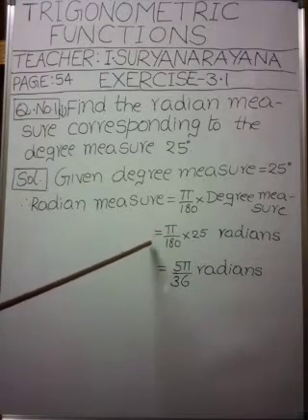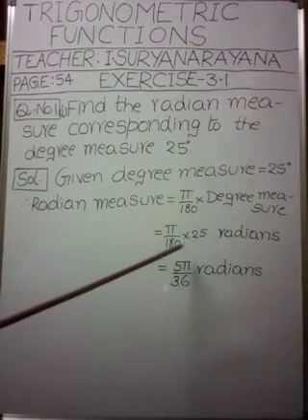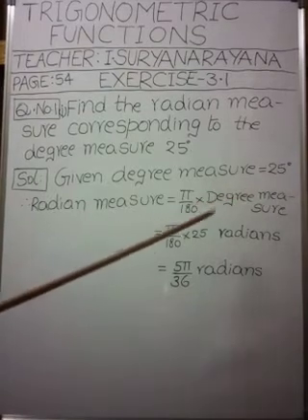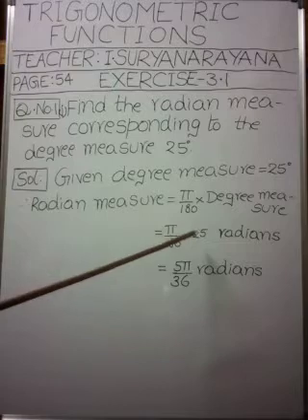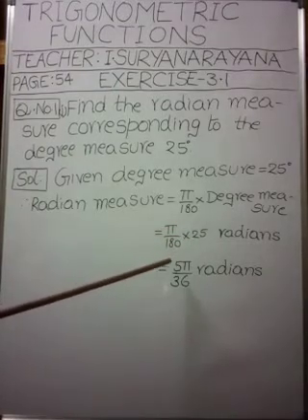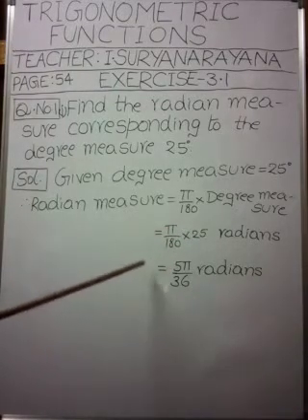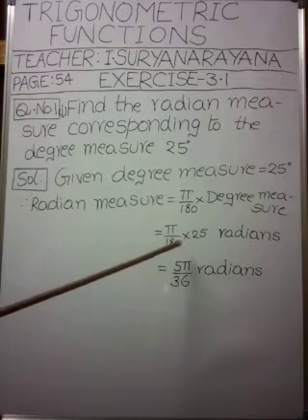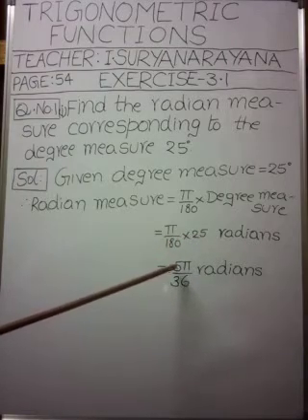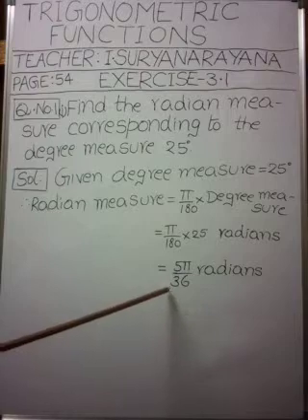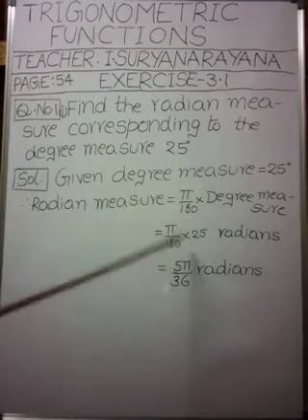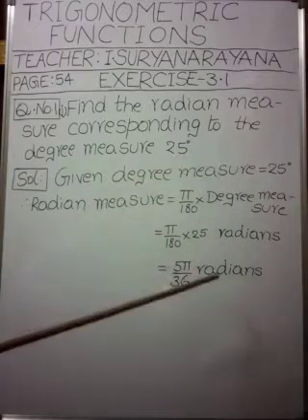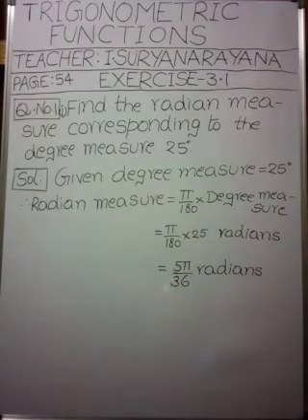That is equal to pi by 180 into the degree measure here, 25. No need to write the degree symbol here, just write the numerical value, that is 25 only. Then by simplifying these two numbers, we get in the numerator 5 pi, in the denominator 36 radians. So the radian measure of this angle is 5 pi by 36 radians. Understood, my dear children? Right.